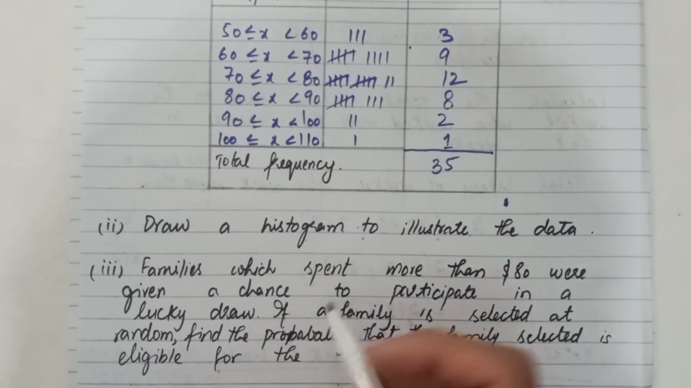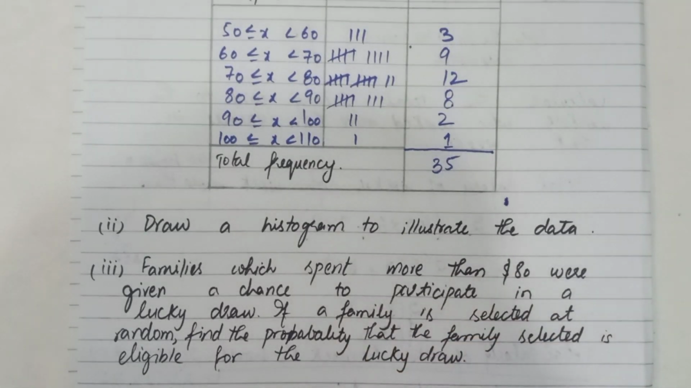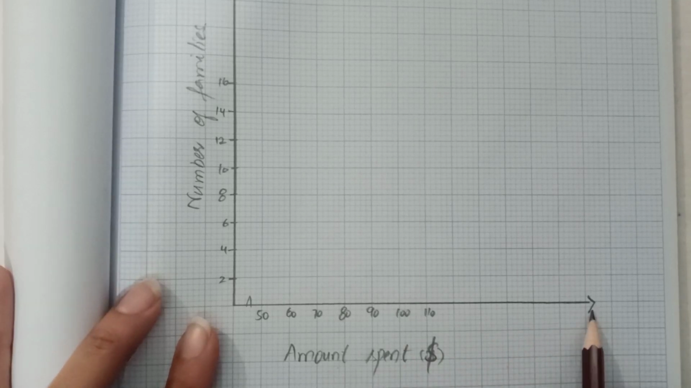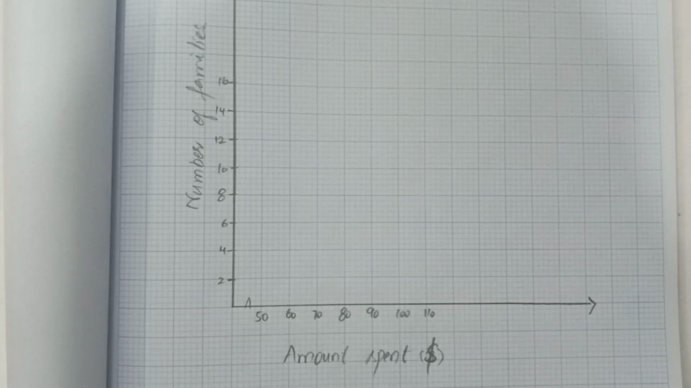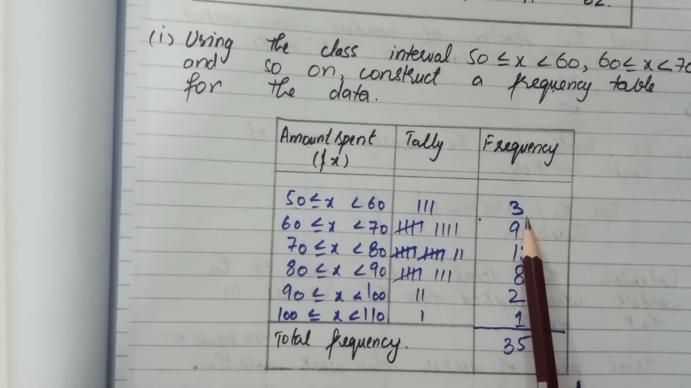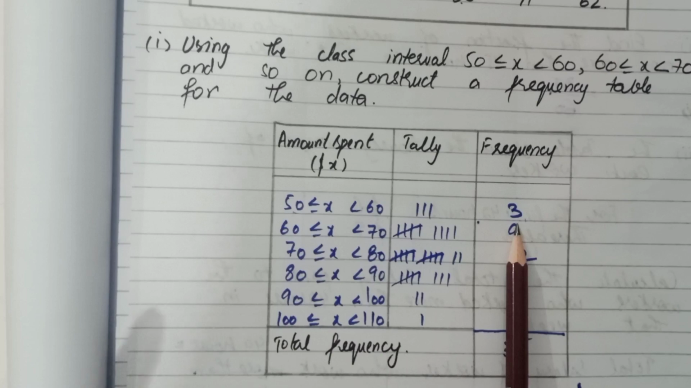Yes, students, that is the frequency table. Now in part number 2, draw a histogram to illustrate the data. I take the amount spent along the x-axis and the number of families along the y-axis. From 50 to 60, the frequency is the number of families, and there are 3.